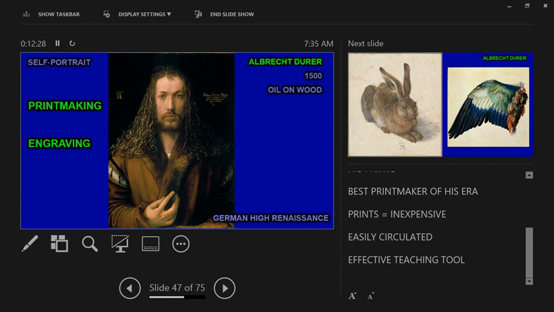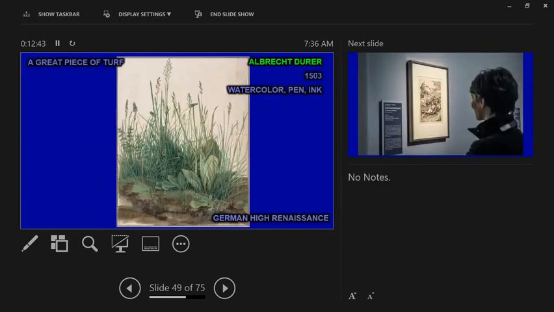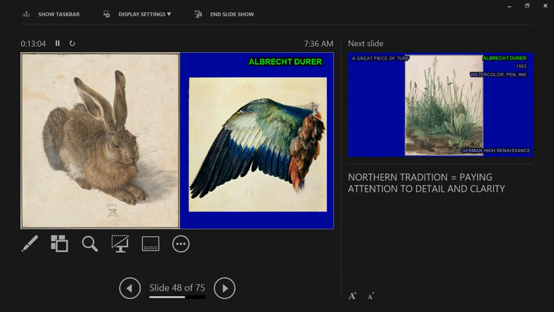But to show the skill of this guy, I want to show you these two pictures. With the rabbit, you can see the fur. Every hair on that fur is painted. Every little line on the wing is painted. And if you look at this image right here of the grass, every blade, every leaf is painstakingly painted, just amazing realism. And I want to remind you that in the Northern Renaissance, these artists are so concerned with detail. And so this is the culmination of all that attention to detail, doing things that are very realistic.